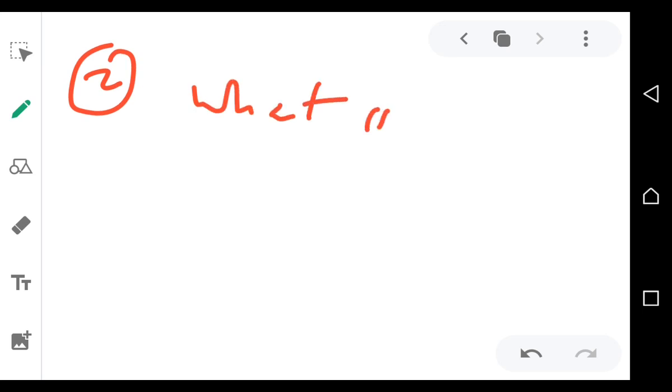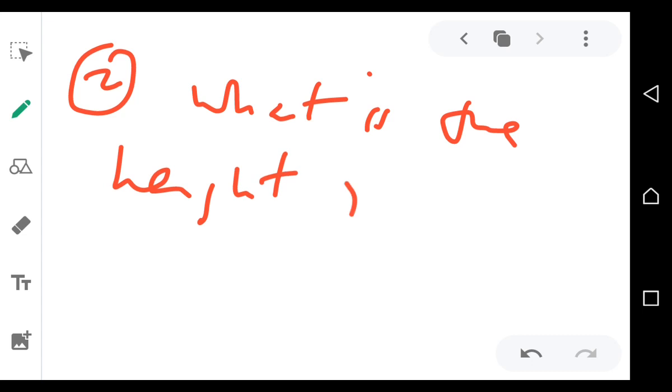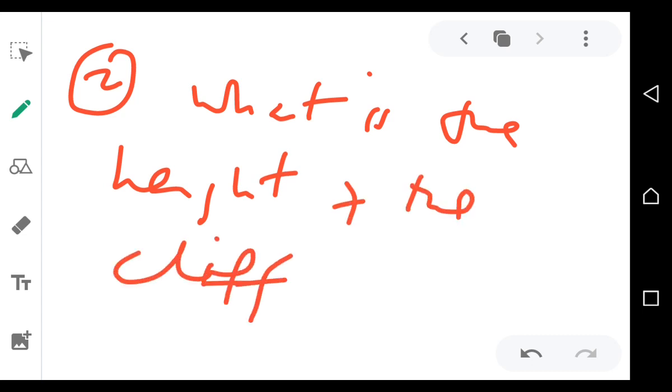Question 2. What is the height of the cliff? When I say cliff, I mean that building, cliff or building. What's the height of that building?